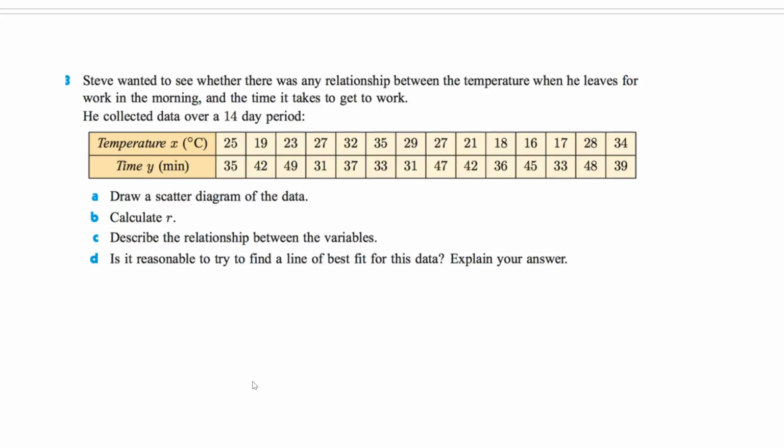Steve wants to see whether there was any relationship between the temperature when he leaves for work in the morning and the time it takes to get to work. So he collected data over a 14-day period. Draw a scatter diagram of the data. We're going to do all this in our calculator. Calculate R. Describe the relationship between the variables. Is it reasonable to find a line of best fit for the data? Explain your answer. So let's do this.